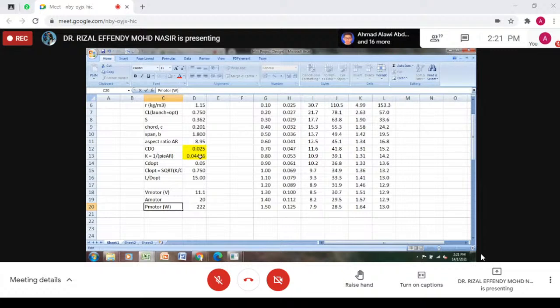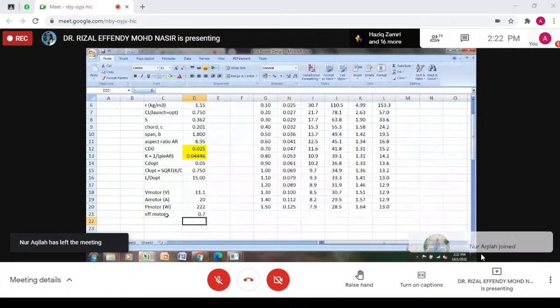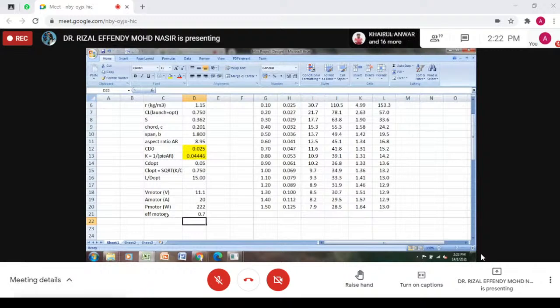Okay, 222 watt. Okay, tapi tak semua motor power ni pergi menjadi thrust. Okay, so you need to have the efficiency of the motor, which is probably around 0.7 or 70%. Okay, kalau you dapat 80%, bagus lah. Tapi no, it's not always 70. It will linger between 60 to 80%. So kita ambil average lah, 70%. Okay, sebab kita nak buat dia constant. Okay, efficiency of the motor 70%.